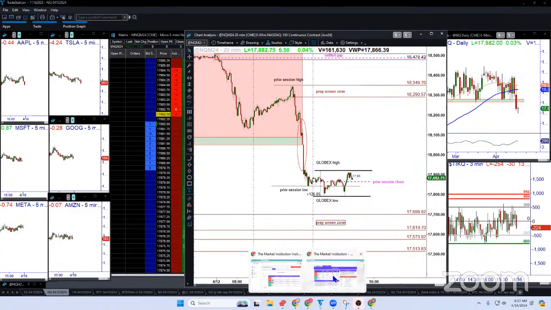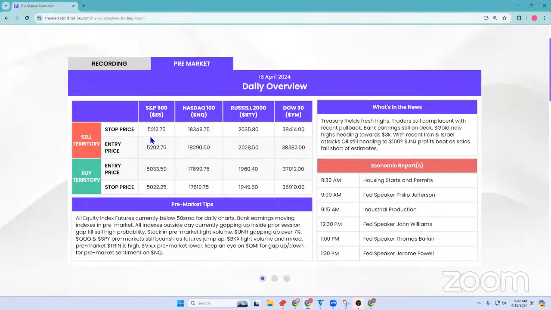Take note that there were several of the prep screen zones that were updated today. So what we've had come out today, not making much of an impact: housing starts, Fed Speaker Philip Jefferson, and industrial production. All of those are out now. All the equity index futures are currently below the 50-day simple moving average. This is bearish conditions for a lot of the retail type traders.